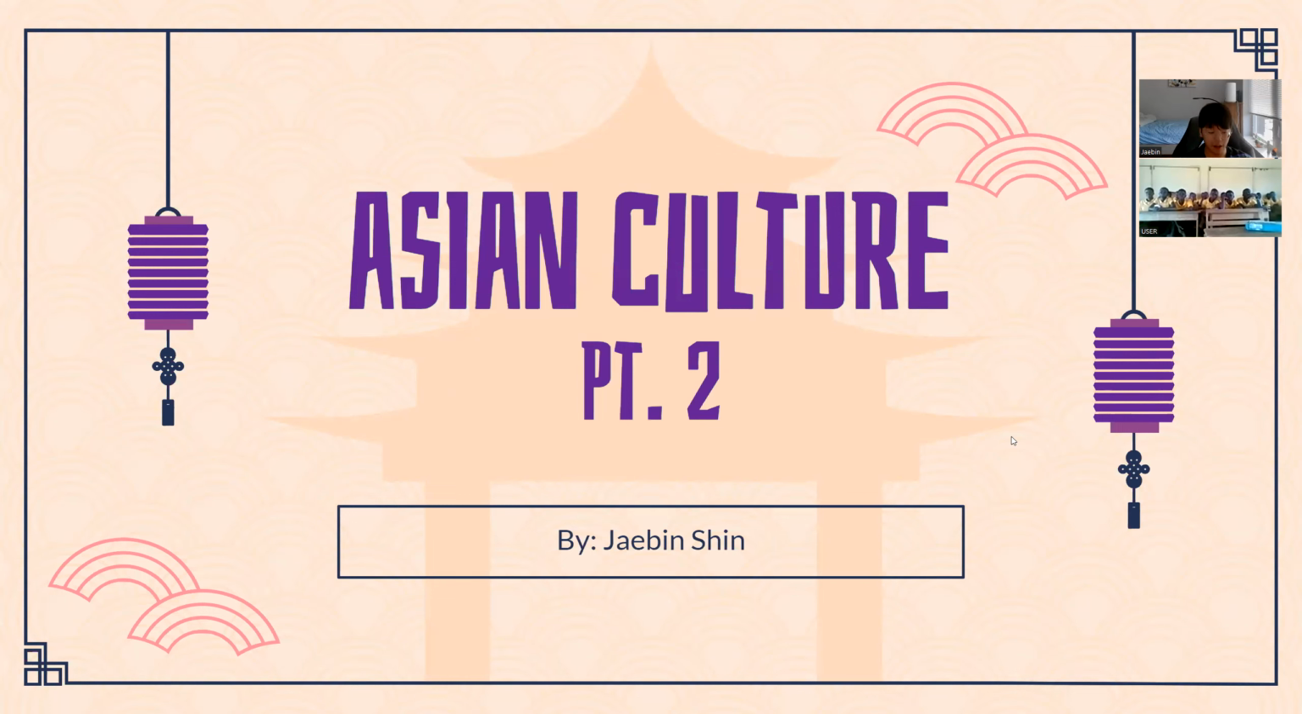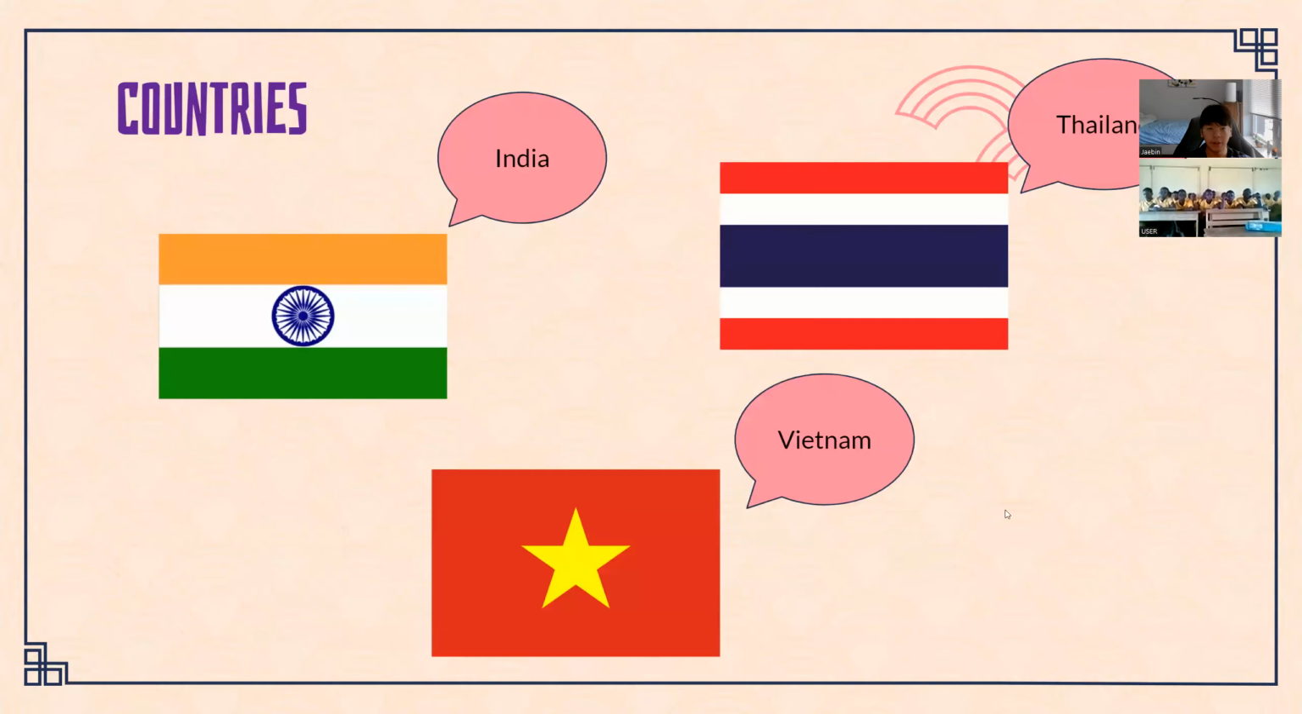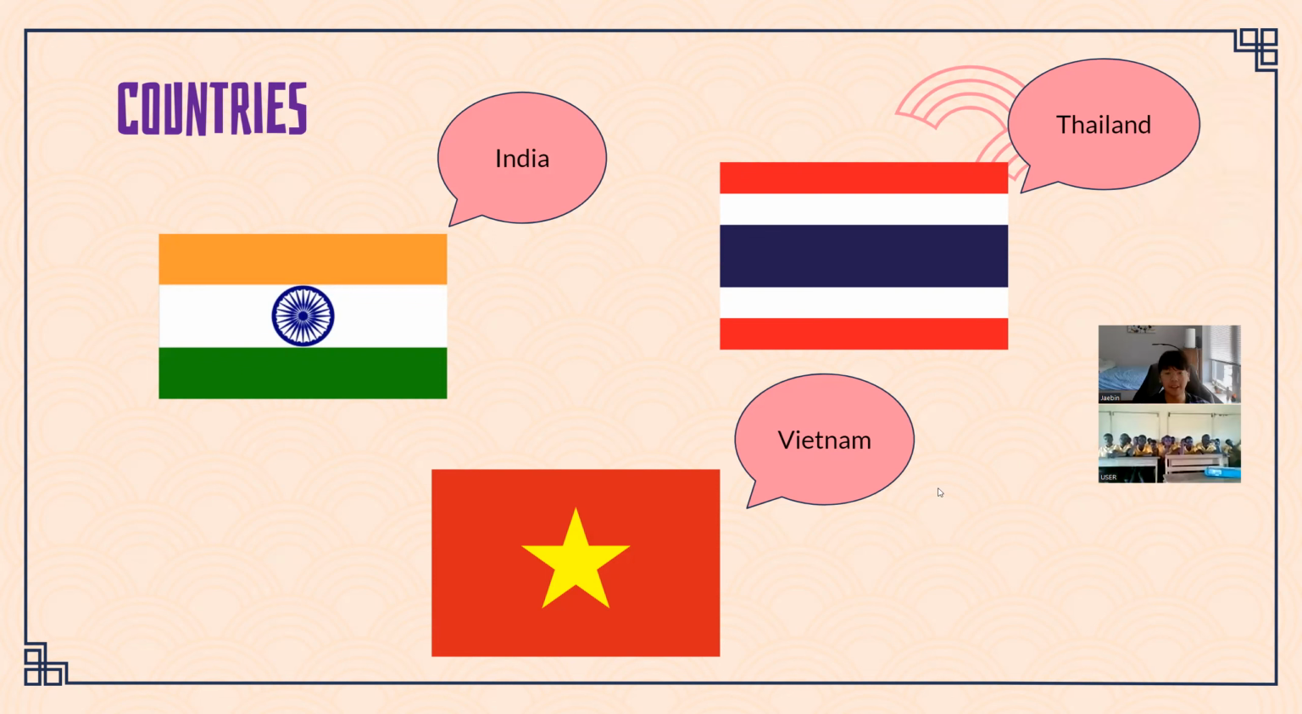Yeah, so we can begin our lecture for today, and we're going to continue with Asian culture. Remember last time we talked about four mostly East Asian countries. Those were Korea, China, Japan, and any of the countries that were in East Asia. And now we're going to be talking about more of Southeast Asia as well as some parts in West Asia. So the three countries that we're going to be talking about are India, Thailand, and Vietnam.